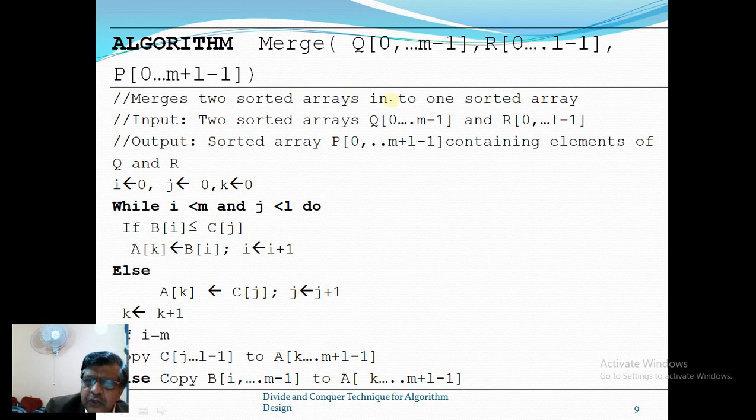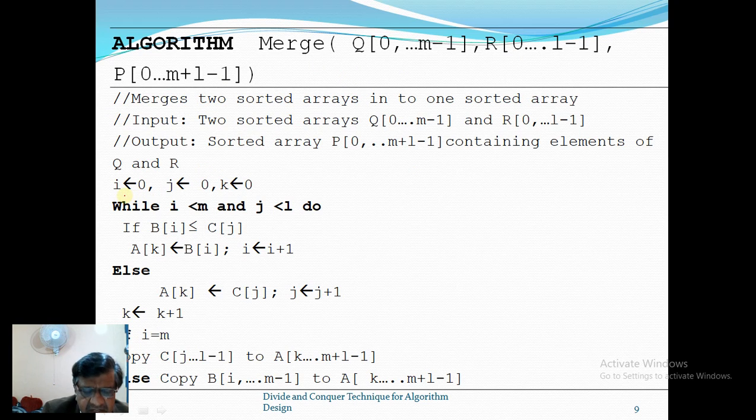So it will involve two subarrays defined by their extremities, Q 0 to m minus 1 and R 0 to l minus 1, and P, the combined array 0 to m plus l minus 1. So here are two pieces of array which are sorted already, and this is the combined array which combines these in every call. Output and input have been clearly written.